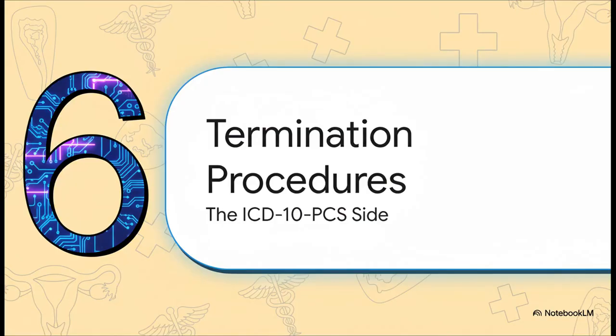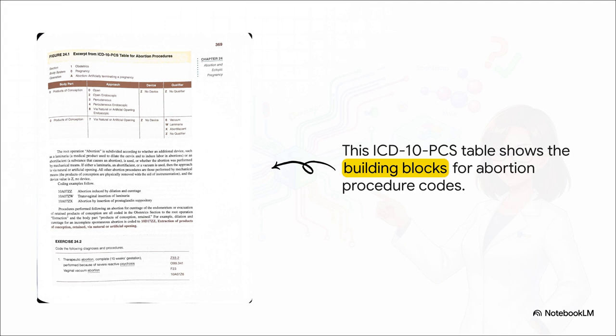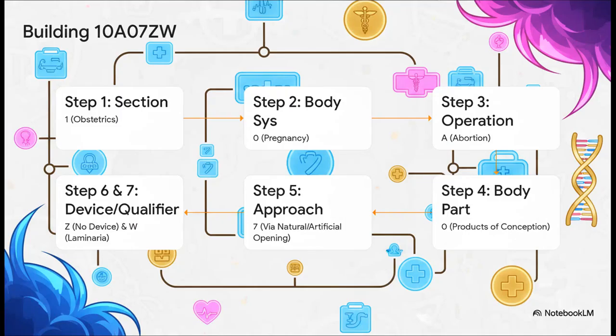Okay, so far we've been living entirely in the world of diagnosis codes. But what about the actual procedure? For inpatient hospital coding, we have to switch over to a completely different system, ICD-10-PCS. PCS codes are all about building. It's a 7-character system, and you can think of each character as a building block. You select an option for each of the 7 slots to construct a code that describes exactly what procedure was performed, with incredible detail. Let's just walk through one to see how it works.